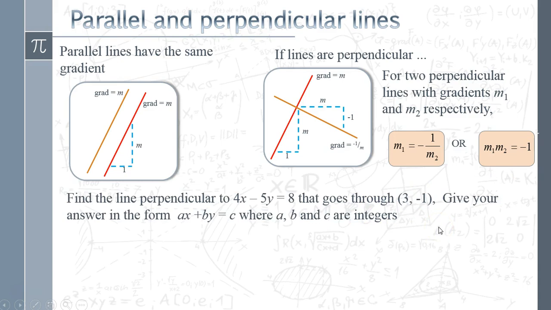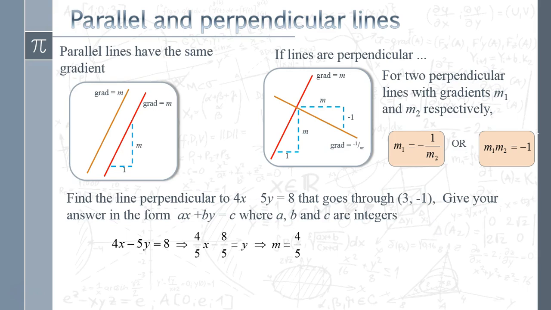So it says, here we go, find the line perpendicular to 4x minus 5y equals 8 that goes through (3, -1), and again we're told a specific format that our line needs to have. So first thing we're going to need to do is rearrange that, make it say y equals, because from there, that's where we're going to pick up the gradient. So the gradient of our first line is going to be 4/5.